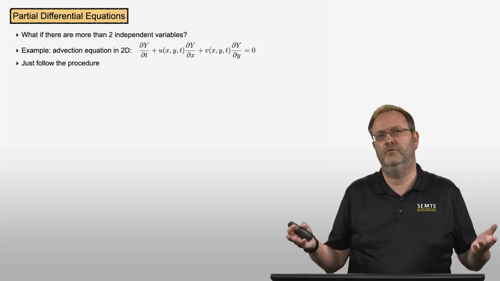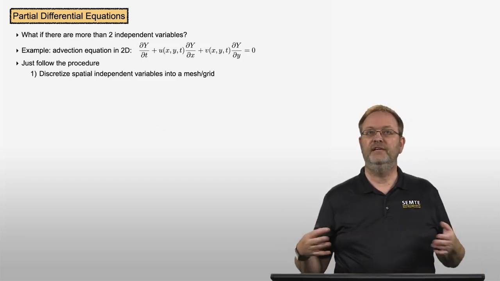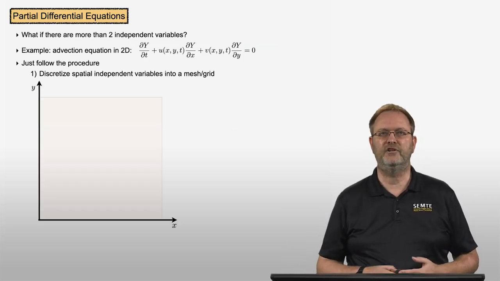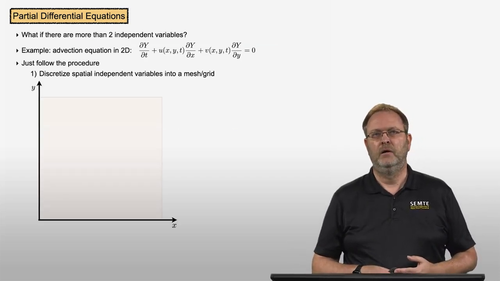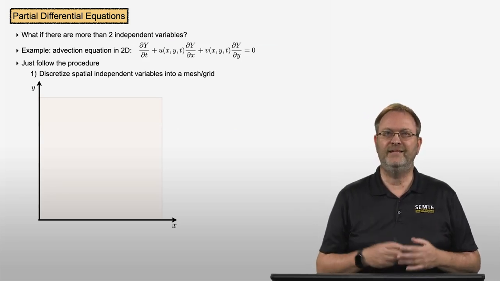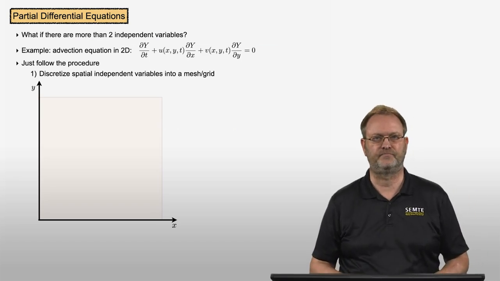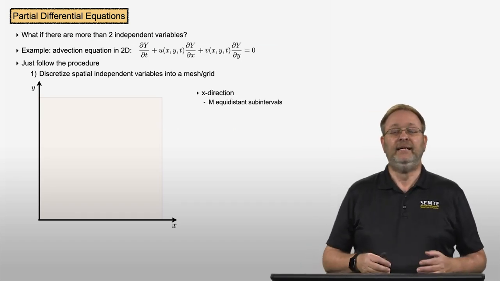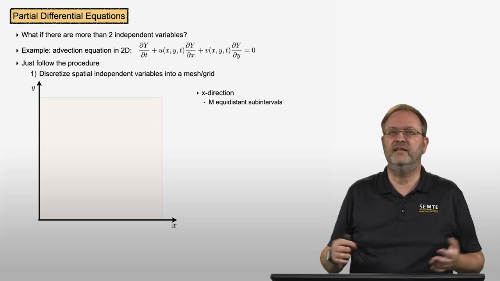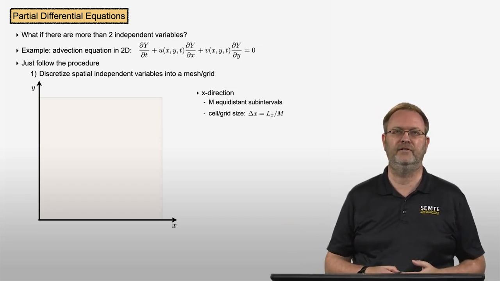Well, all we have to do is follow the procedure, which was, first of all, discretize the spatial independent variables into a mesh and grid. Now in this example, our solution domain exists in 2 dimensions, in the x and the y direction, which means that we have to make a 2-dimensional mesh. Let's do this in the x direction. Let's introduce m equidistant subintervals.